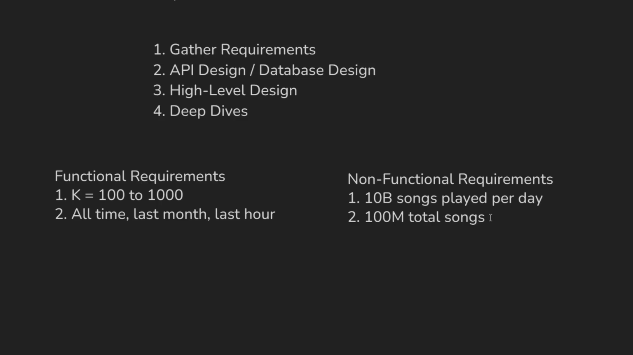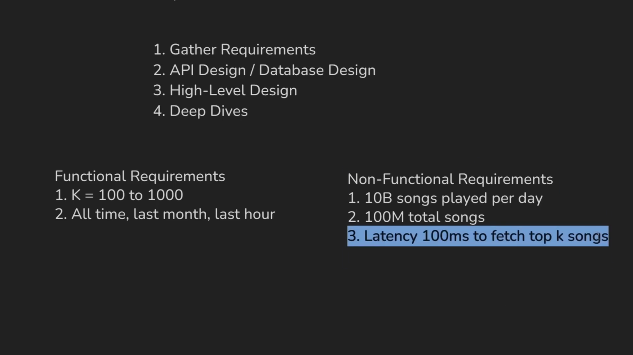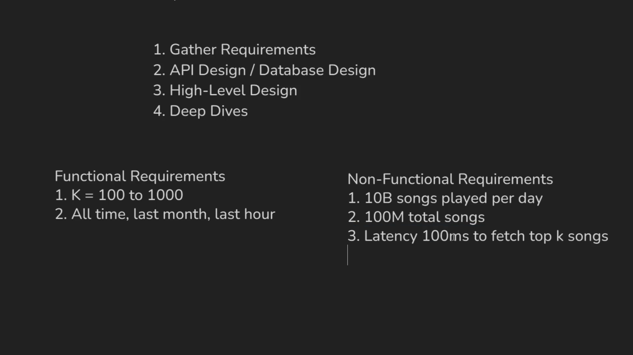And let's say we want our results very quickly. So we want the latency to be, let's say 100 milliseconds to fetch the top K songs. That tells me that we probably won't be able to do some kind of massive batch job to process all the data on demand when somebody makes a request, because if we have to do that every single time, it's probably not going to happen in 100 milliseconds, aggregating all of that data.